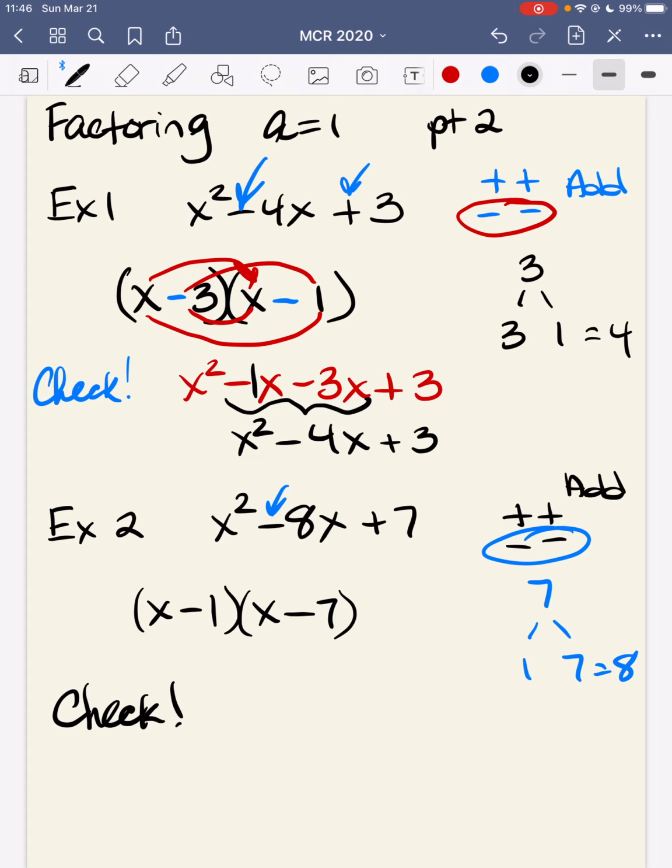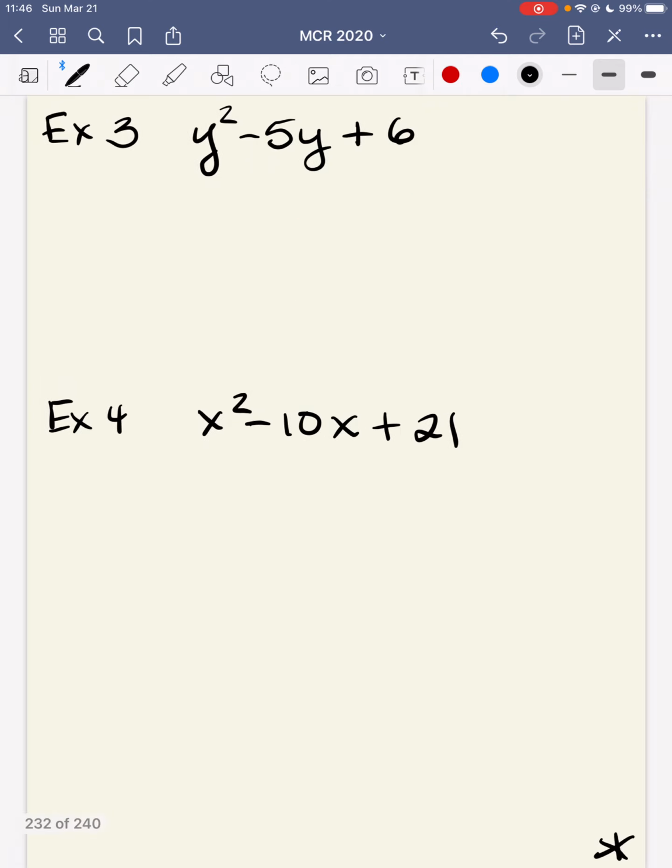All right, I got 2 more coming up. I would love for you to go ahead and try these on your own. And then go ahead and watch me work them out before you work on the exercises. All right, so in this case, my last sign is positive. My middle sign is negative, which means I'm going to have 2 negatives. And I'm going to be adding my middle 2 terms together to get my 5.